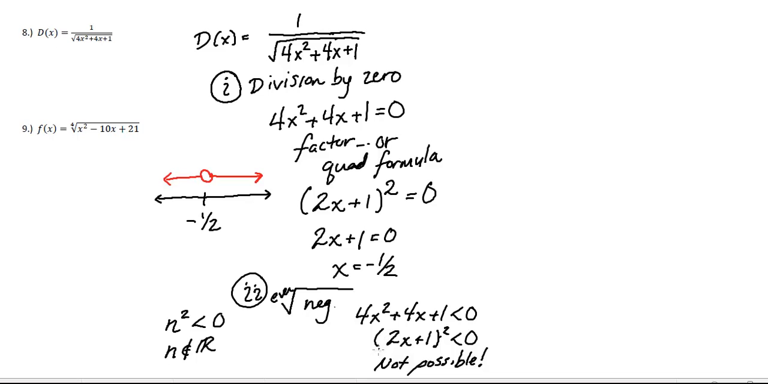It's actually not possible. There's no way that if I take some number and square it, it's going to end up being less than 0 if that number is actually real. Which is a little bit of a strange idea, but it makes sense if you think about it.